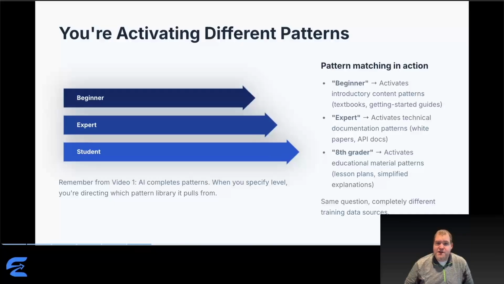fundamentals. And when you specify 8th grader, you're activating educational material patterns, lesson plans, age appropriate explanations, examples that connect to what middle schoolers already understand. It's the same question, but you're tapping into completely different pattern libraries based on how you frame it. And that's why specification works so powerfully. You're not changing AI's capability, you're directing which patterns it applies.